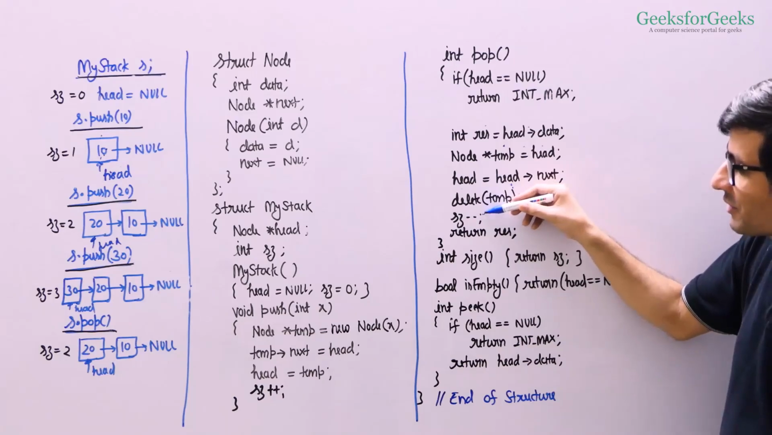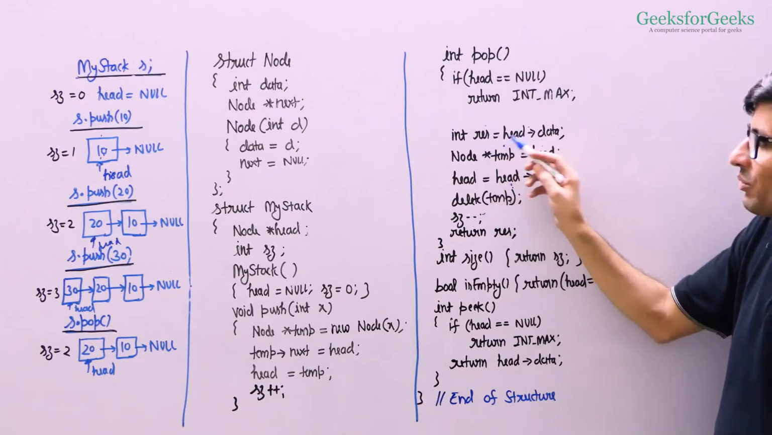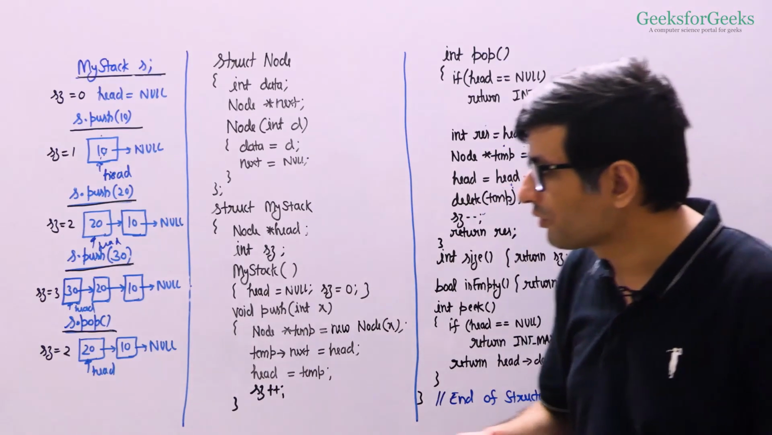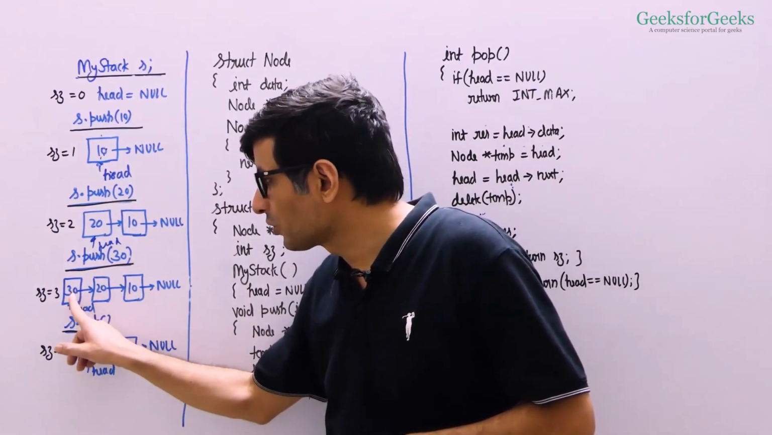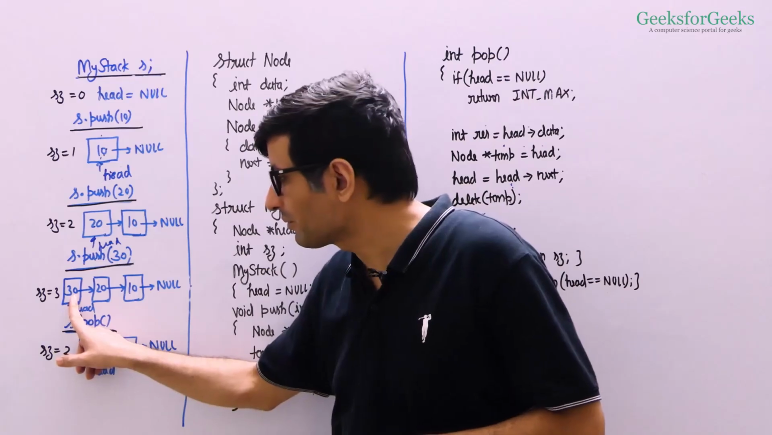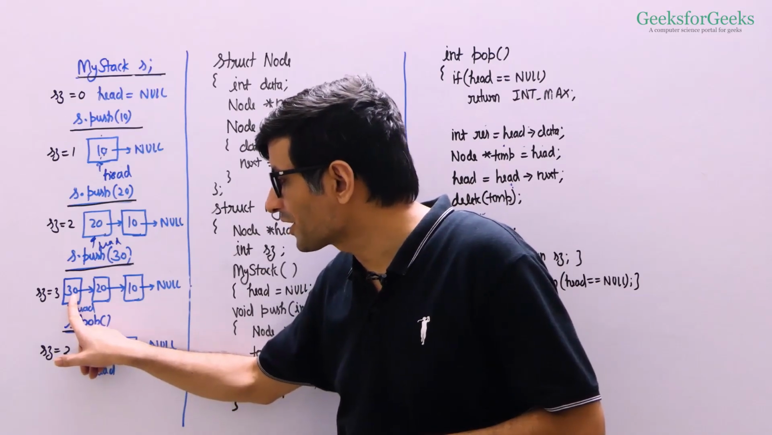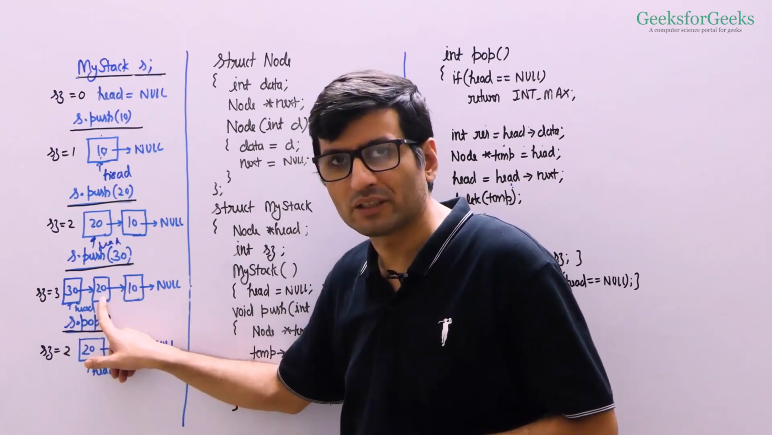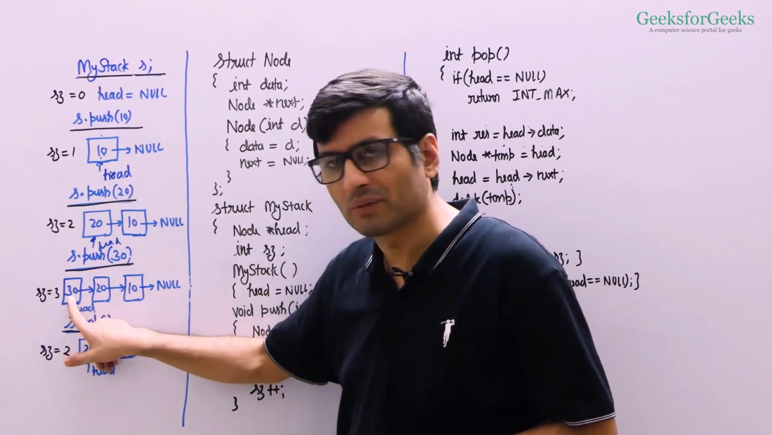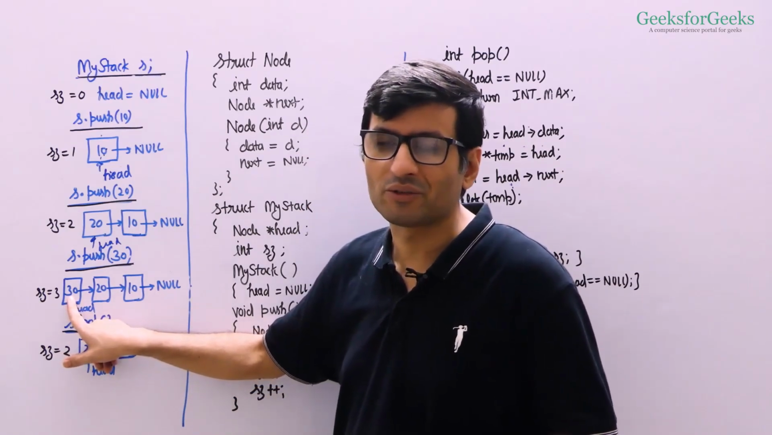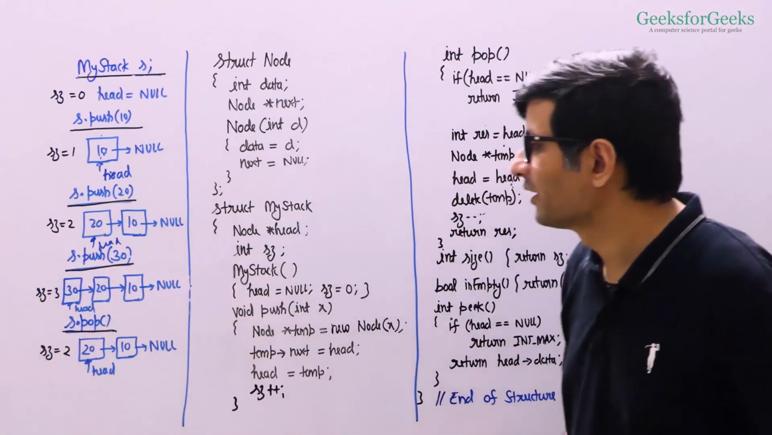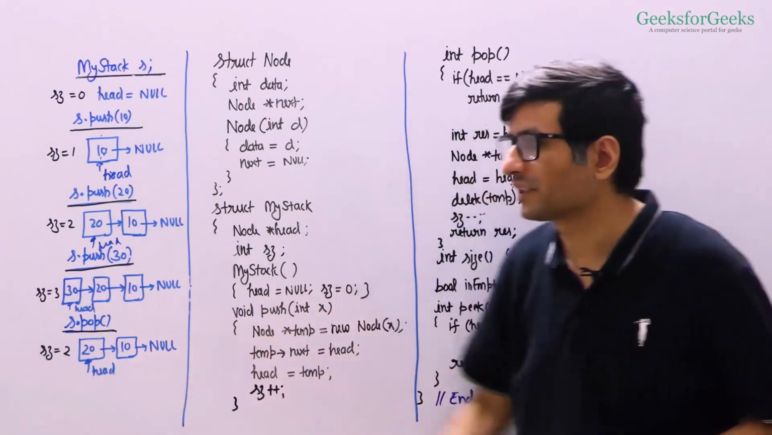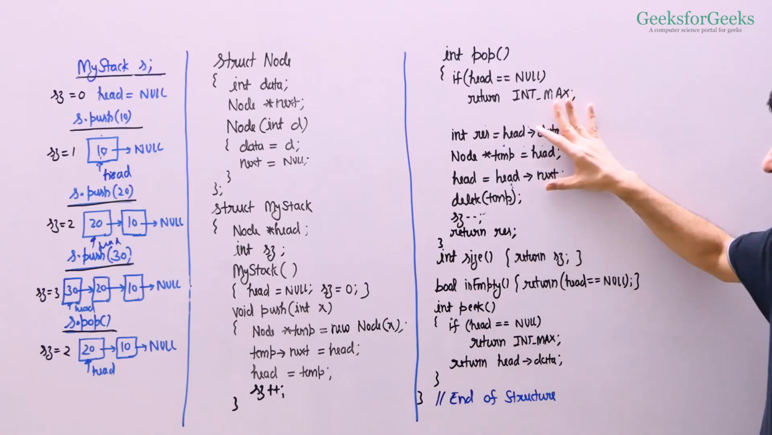Then we do size minus minus, and we return result. Result was earlier head data. So if you call pop on this linked list, first thing you will do is you will store 30 in the result variable, integer variable. Then you will change head to head next. So head will come here. Then you will deallocate memory for this. And to ensure that you have hold of it, you will store it in a temp variable, right? So you will have this modified linked list. So this is how this pop function works.